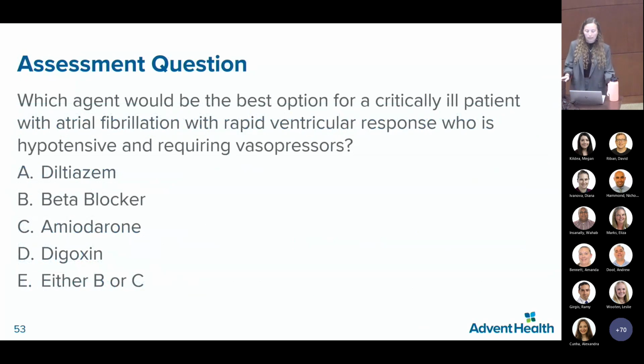So this brings me to my next assessment question: which agent would be the best option for a critically ill patient that has atrial fibrillation with rapid ventricular response, who is hypotensive and requiring vasopressors?